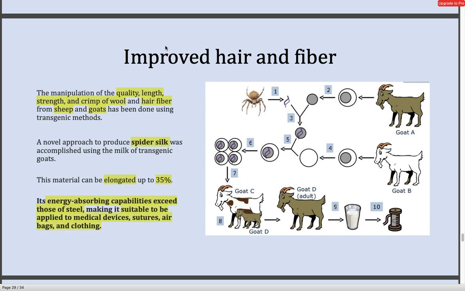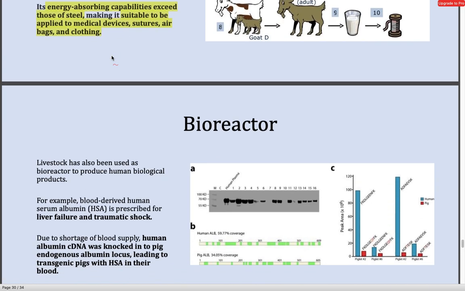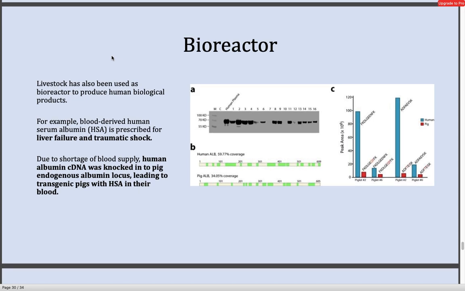The other purpose of transgenic animals is as bioreactors. Bioreactors are usually used to produce human biological products. For example, blood-derived human serum albumin, HSA, is prescribed for liver failure and traumatic shock. Sometimes there is a shortage of blood supply, and HSAs typically come from blood. So if there is a shortage of blood supply, especially like what we saw throughout the pandemic, there's actually a massive shortage of blood everywhere because no one could actually go into the hospital to donate blood. So if you have transgenic pigs, which actually have more HSA in blood, then you actually are able to tackle this problem.